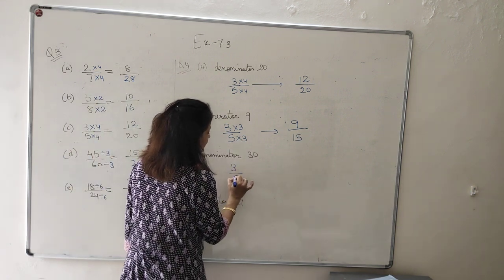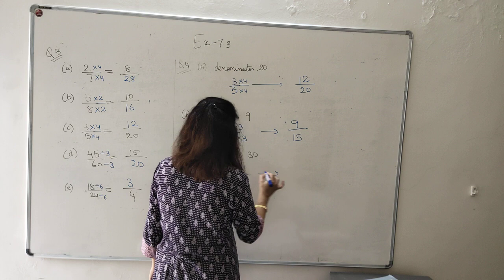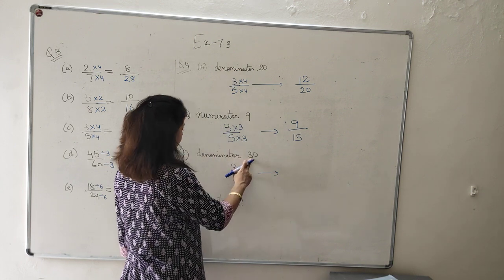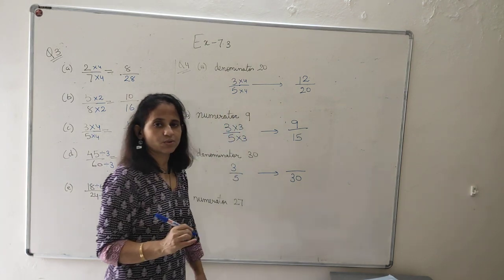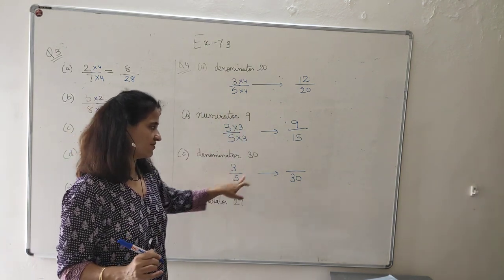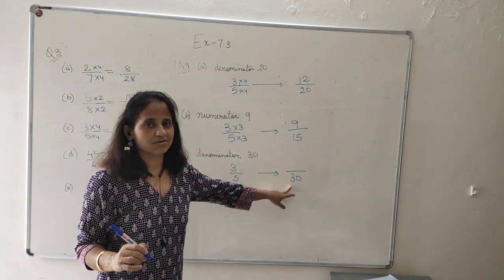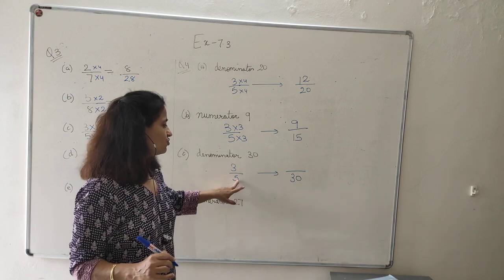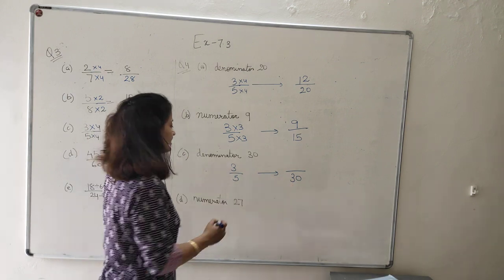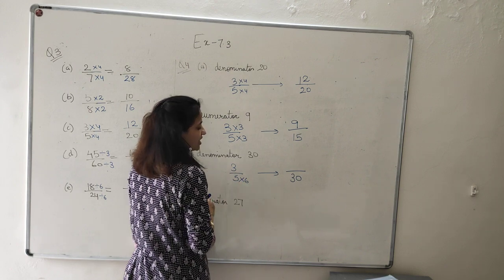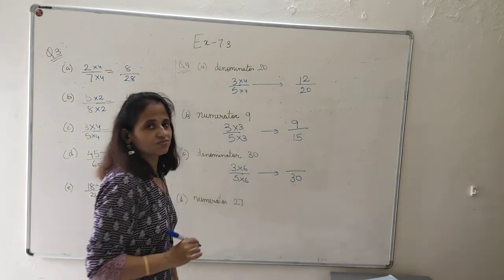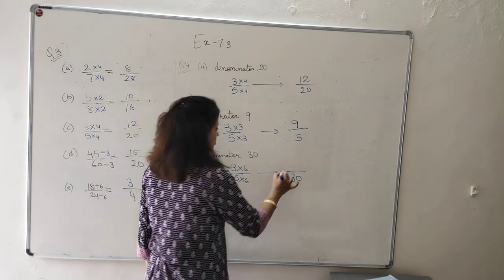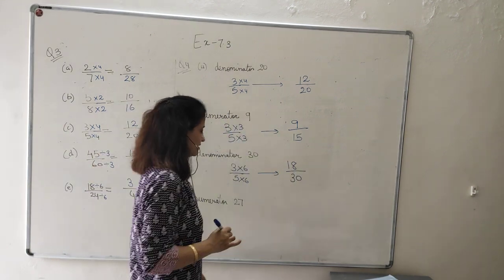The fraction with me is same, 3 upon 5. I want to convert it into denominator 30. That means I want to find an equivalent fraction of 3 upon 5 so that it has a denominator 30. What should I do to 5 to make it 30? Multiply by 6. If I multiply the denominator by 6, I have to multiply the numerator also by 6. So 3 6s are 18.